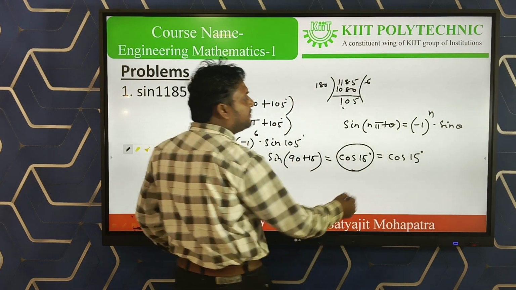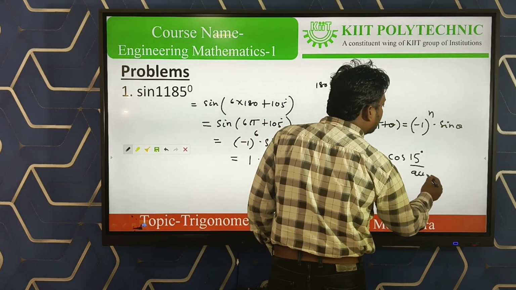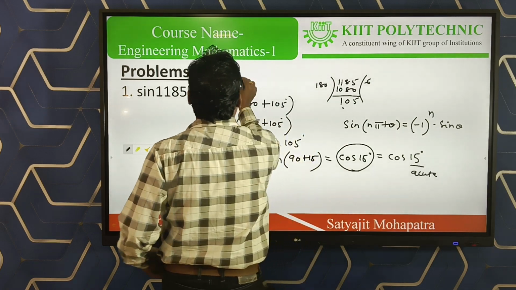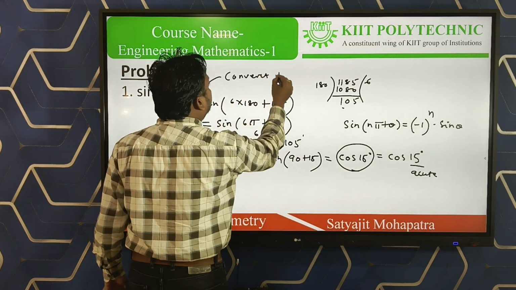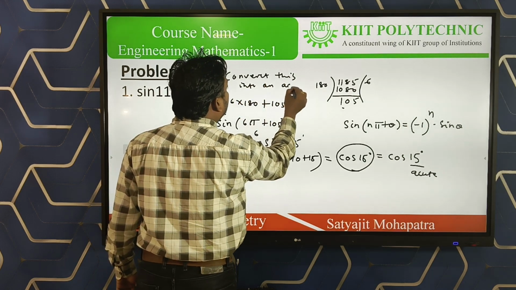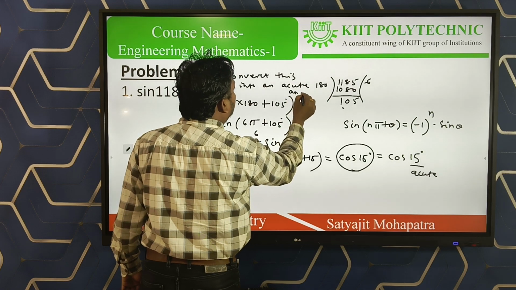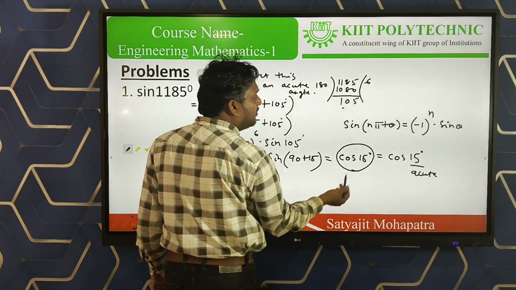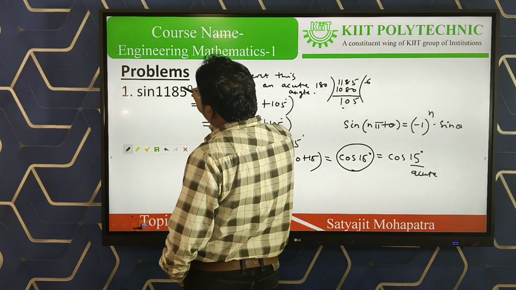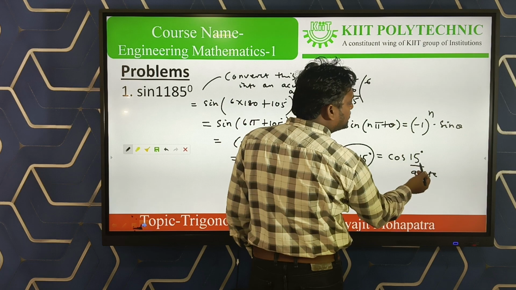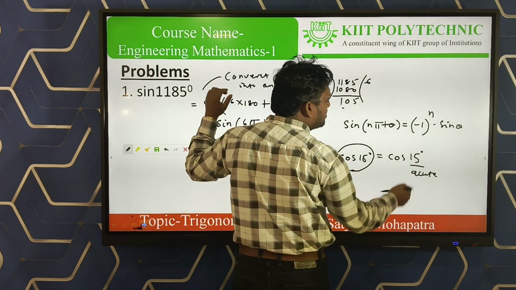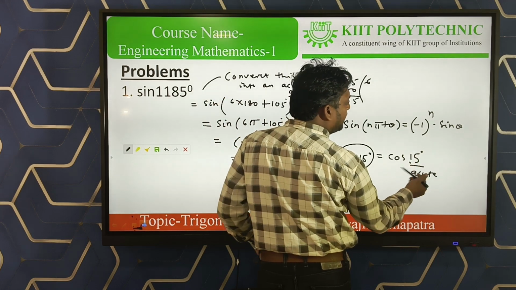Now 15 degrees is less than 90, it is an acute angle. The question is to find this, meaning convert this into an acute angle. When we find the acute angle, the amount lesser than 90, we have to stop immediately. Now see, sine 1185 is converted to cos 15. 1185 degrees is a much bigger angle. Now it is converted to 15 degrees, which is less than 90. Okay.